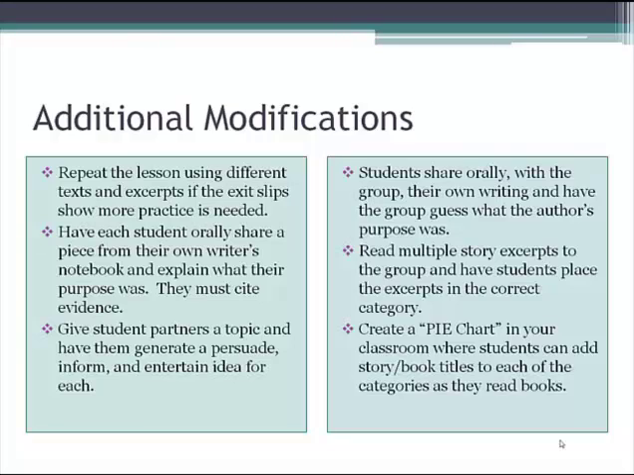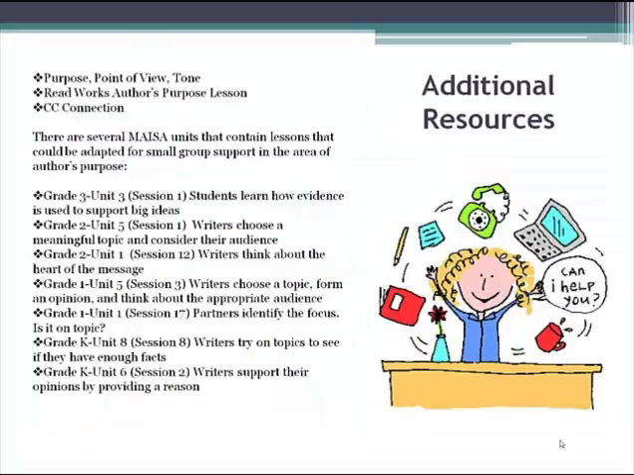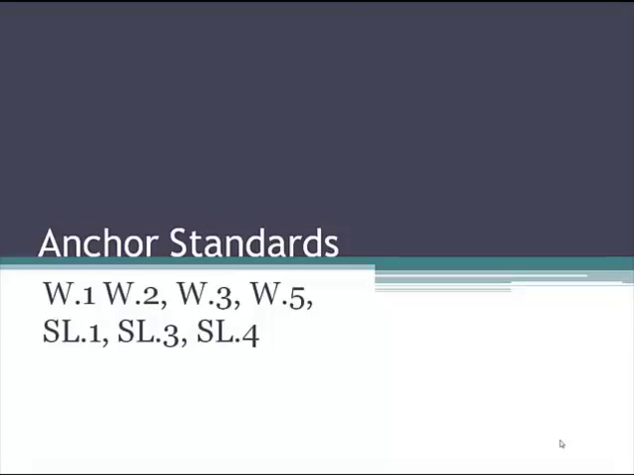And you can also create a PIE chart in your classroom where students can add storybook titles to each of the categories as they read books. And this is something that you can do all year for reinforcement. There are many additional resources available. There are several listed on the lesson template, and also there are several MAISA units that contain lessons that can be adapted for small group support in various areas of author's purpose. These are the anchor standards that are covered in this lesson.